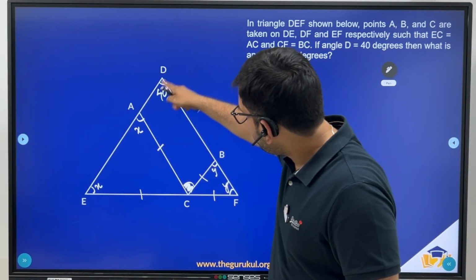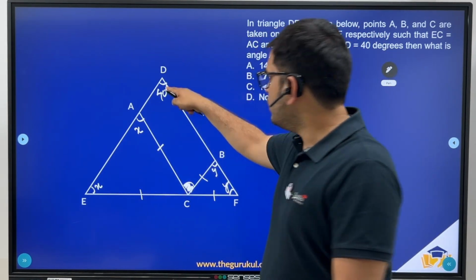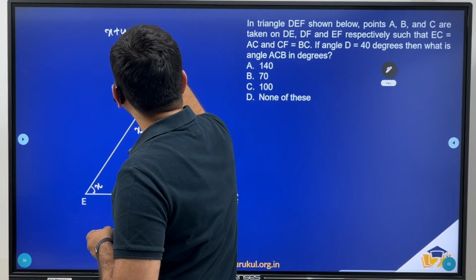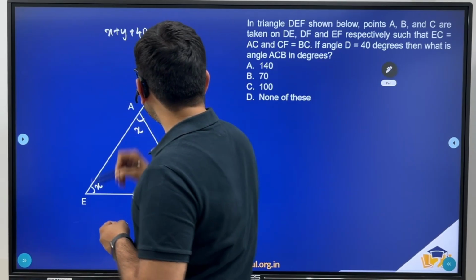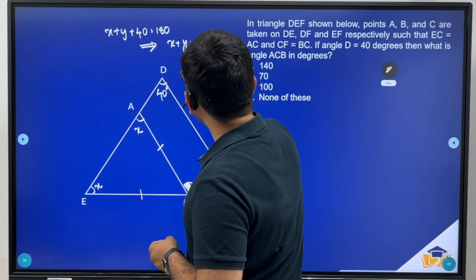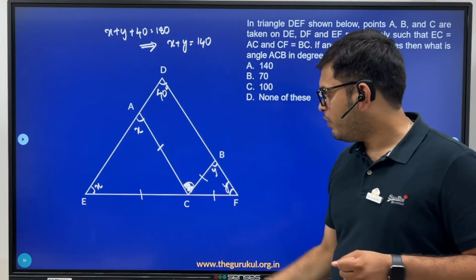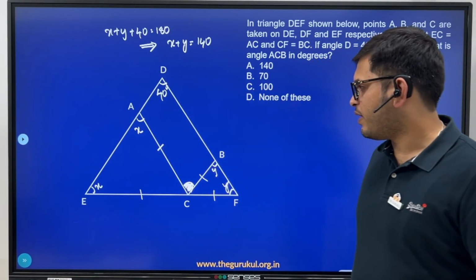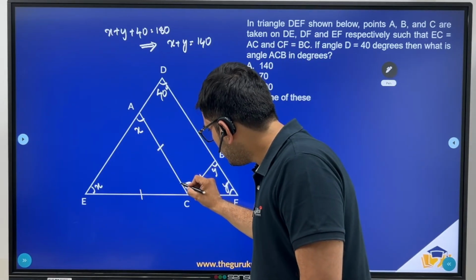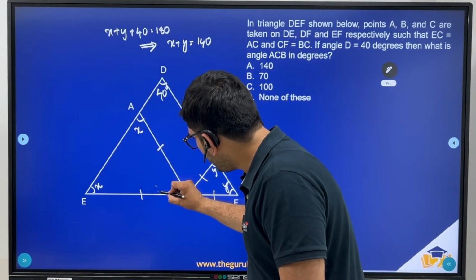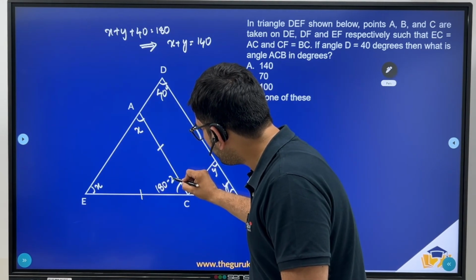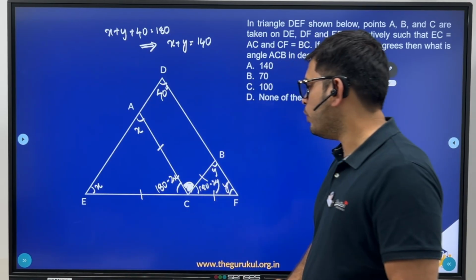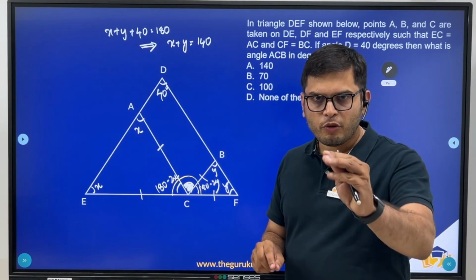Now in the larger triangle DEF, we know that the sum of three angles should be 180 degrees. So X plus Y plus 40 should be equal to 180 degrees. This implies the sum of the angles X and Y should be 140 degrees. Now we have the value of X plus Y, using which we should be able to determine the measure of this angle. Now if this is X, this is X, the measure of this angle should be 180 minus the sum of the other two angles, 2x. Now similarly, this should be 180 minus 2y, and the sum of all these three angles should be 180 degrees.